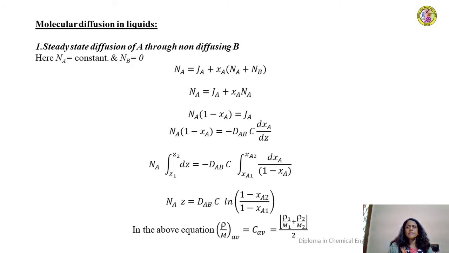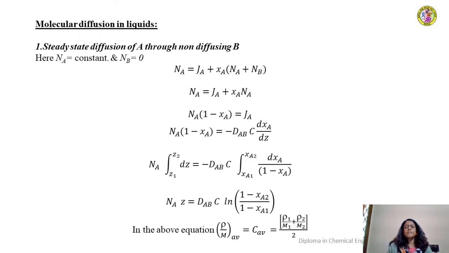So let us now expand this equation using the Fick's law of diffusion statement. Before that, let us simplify the equation by cancelling NB, because NB is equal to 0. The equation gets reduced to the form NA equals JA plus XA NA. Now shift all the NA terms to the left hand side, so take out NA outside as a common term. Then in the bracket what you get is 1 minus XA on the left hand side, and whatever is left on the right hand side is JA.